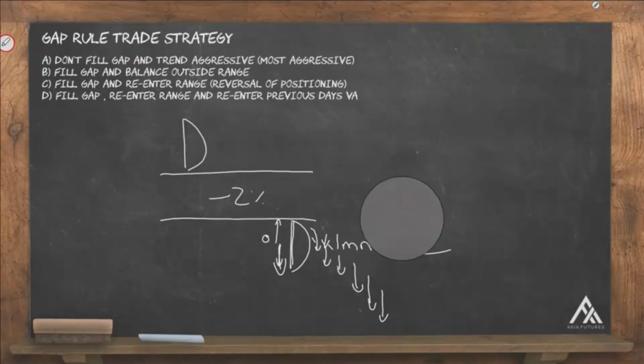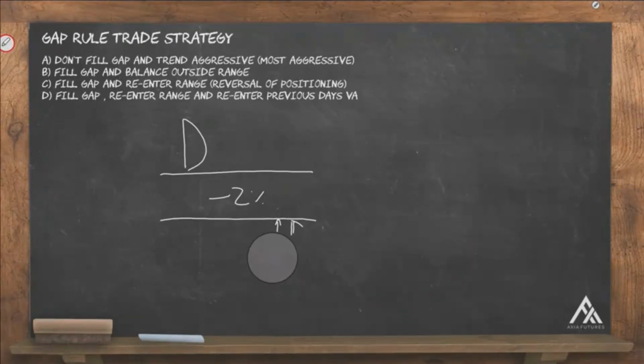Now, let's take the second most aggressive example, where the market fills the gap but fails to re-enter the previous day's range. So we have our gap, the market opens lower, it trades both sides, and it starts to distribute, and eventually it distributes all the way up and fills the gap, so we no longer have a gap in the market. This is the second most aggressive, because if the market cannot get back inside the previous day's range, it's telling us that we still have quite a strong sentiment towards the downside.